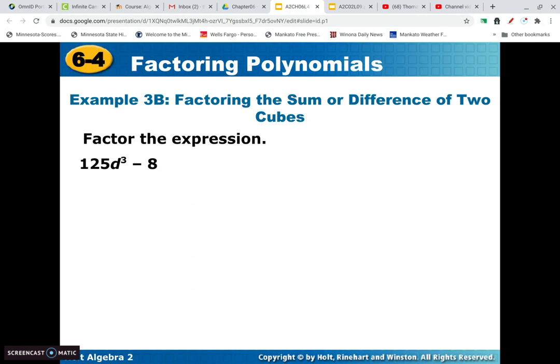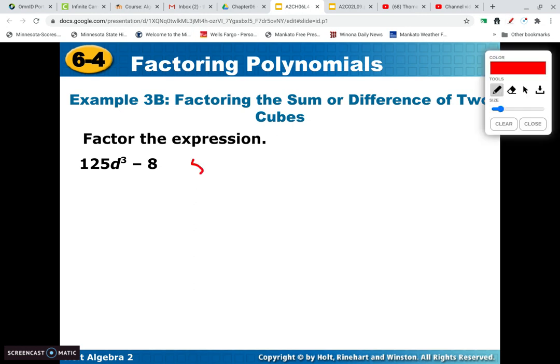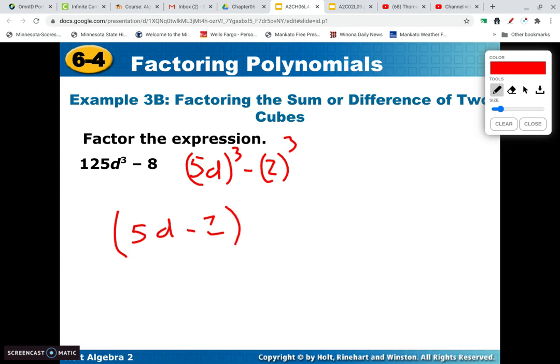Now this one, we notice that, oh, this is really 5d cubed minus 2 cubed, isn't it? All right, so that's a difference of 2 cubes. So the first thing it says for us to do is to take a minus b, 5d minus 2, that's in here.